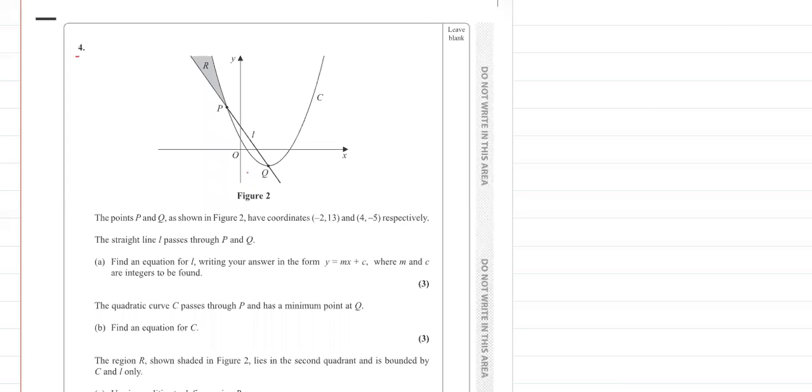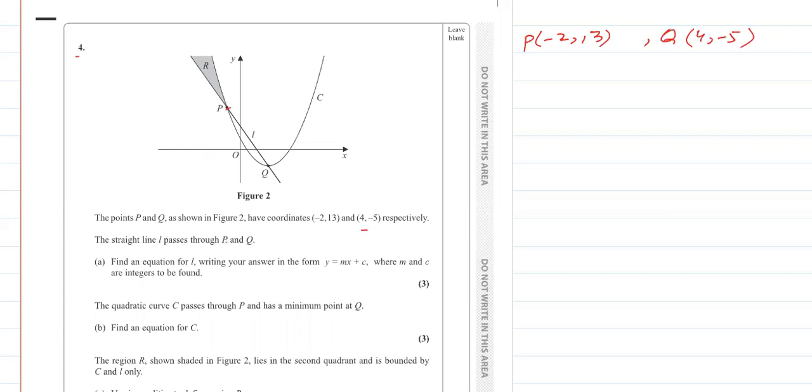The points P and Q, as shown in the figure, have the coordinates -2, 13 and 4, -5. P has the coordinates -2, 13, and Q has the coordinates 4, -5.